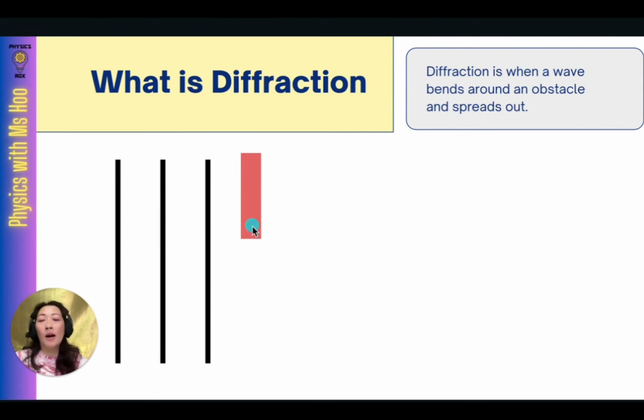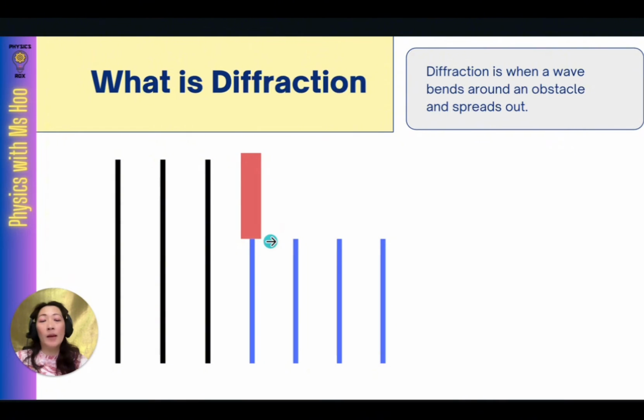Now, because part of the wave is being blocked, obviously only the part of the wave that is not blocked by the obstacle will be able to continue traveling through. So the expectation is that only this part of the wave can continue to travel straight through. But in reality, the wave doesn't get blocked off like that. You'll find that actually this part of the wave will be able to bend around the obstacle and spread out.